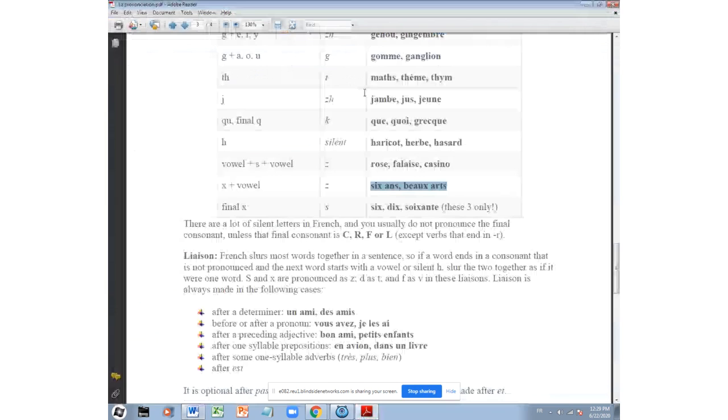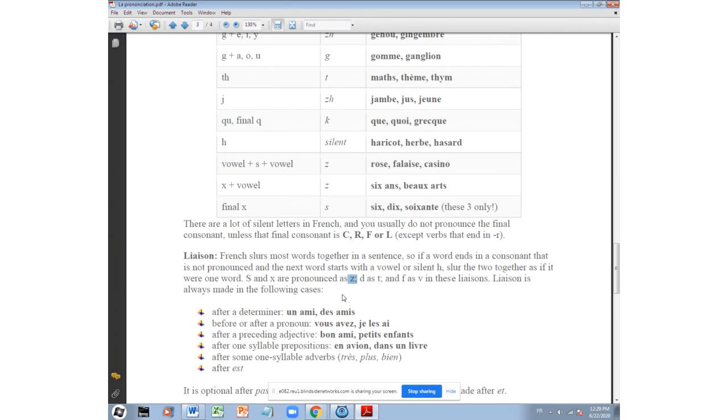So here we are told again, S and X are pronounced as Z. It is the same thing we were told here. So S and X followed by a vowel produce the sound Z. D as T and F as V. So we are going to see how that happens in this liaison. Liaison is always made in the following cases.